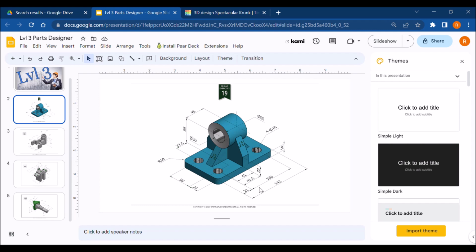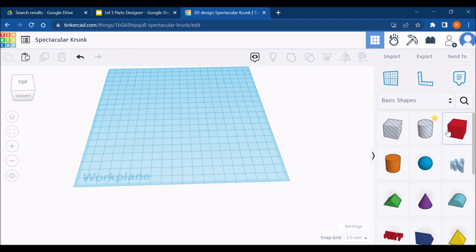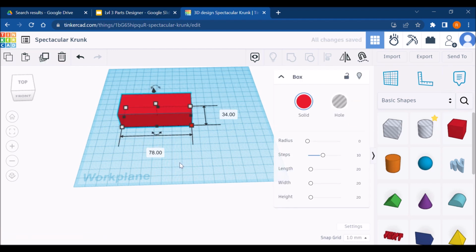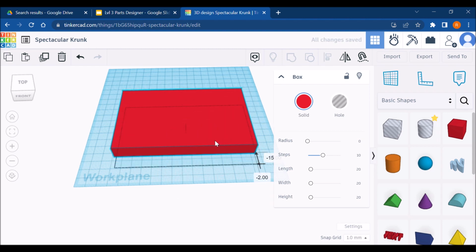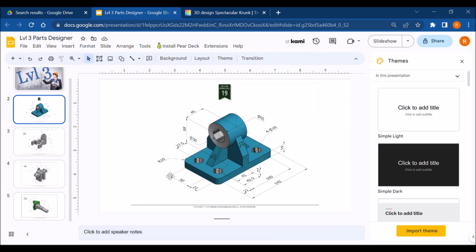So 142 by 91 by how tall? 14. 142 by 92 by 14 tall. Good. Next, we need to fillet these corners.